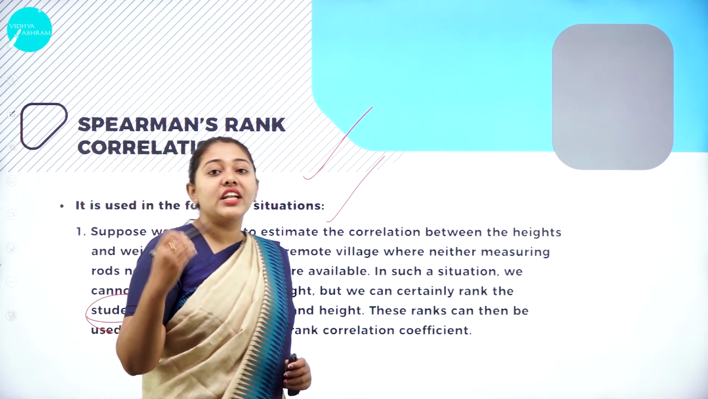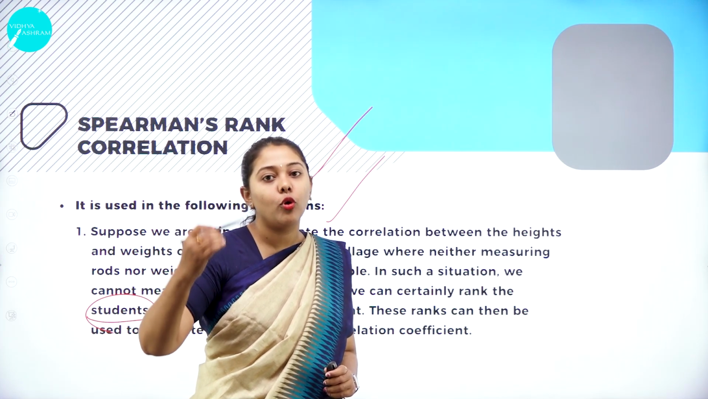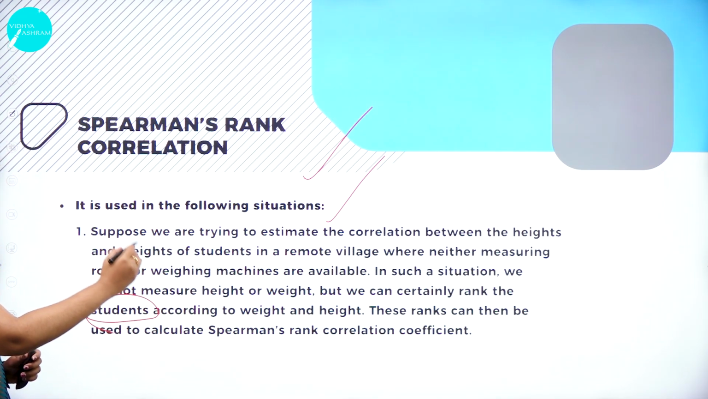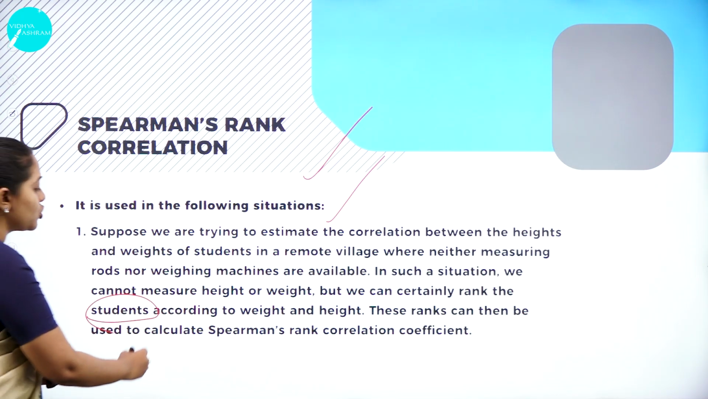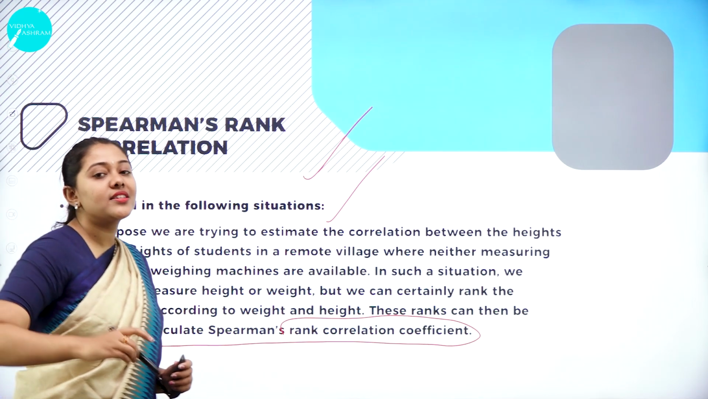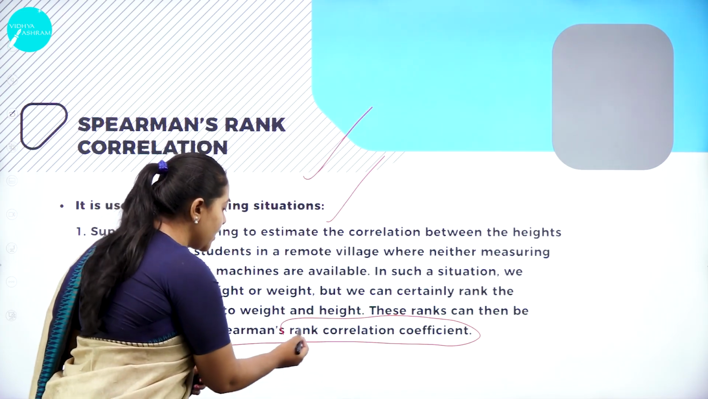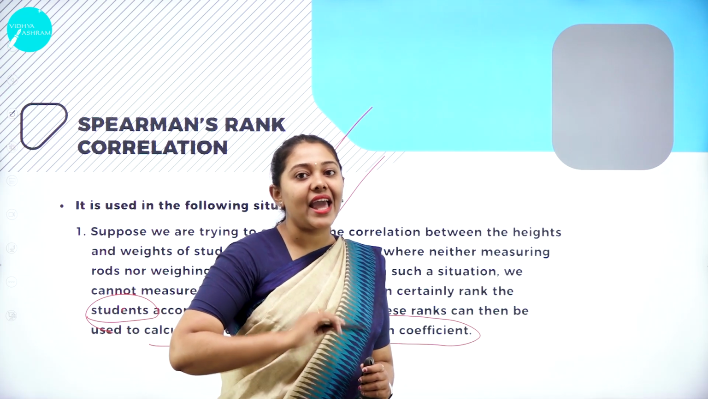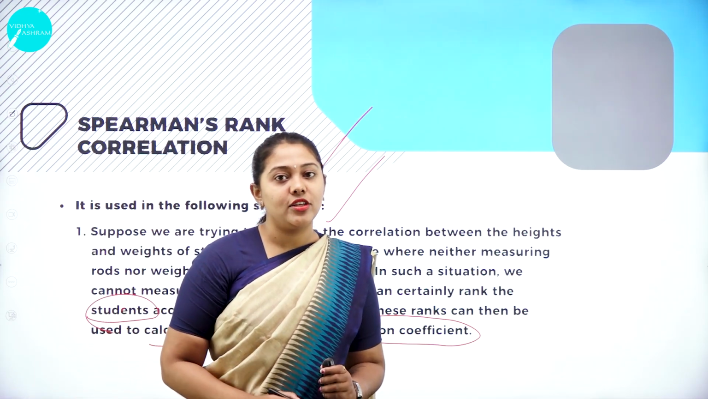So they started ranking the students. Ranking is nothing but putting in an order: 1, 2, 3, 4. So that is an order. They rank the students according to weight and height. These ranks can then be used to calculate the Spearman's rank correlation coefficient. The word itself says it: Spearman's rank correlation coefficient. Based on the rank, they find out the relationship between the two variables, x and y. In that way, you will calculate your correlation coefficient.